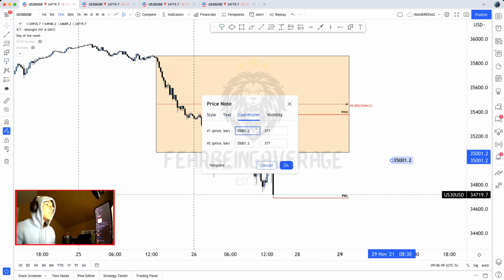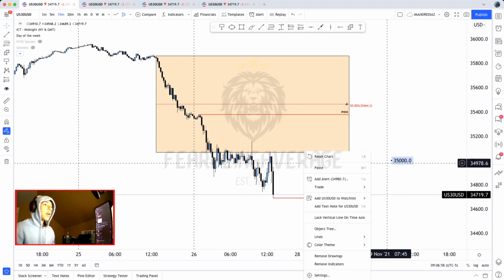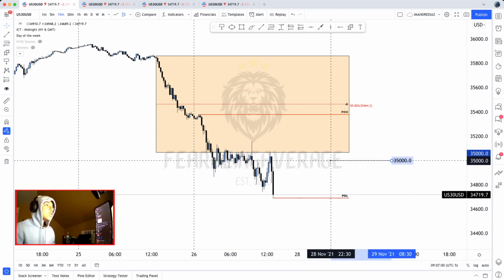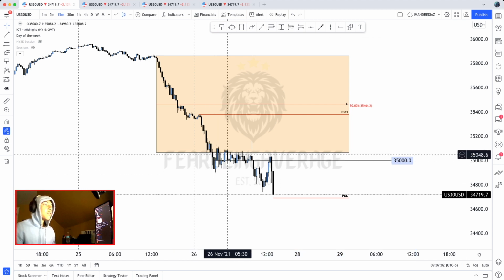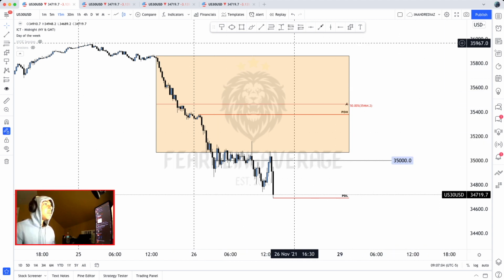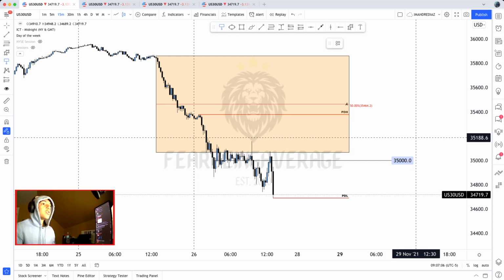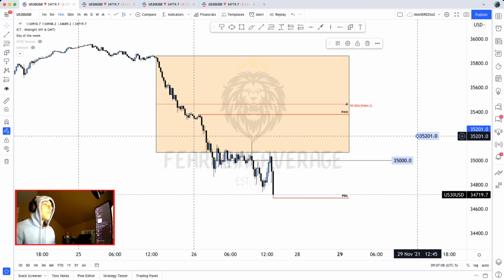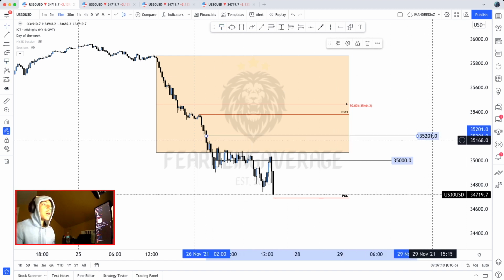we have 35,000, which is a major big figure level that price more than likely is going to have a reaction of some sort. As you can see, if you pull the line all the way over, this is where the consolidation was, right in this 35,000 area. So that's something to keep in mind. We also have 35,200 not too far above it. This is also another big figure level.